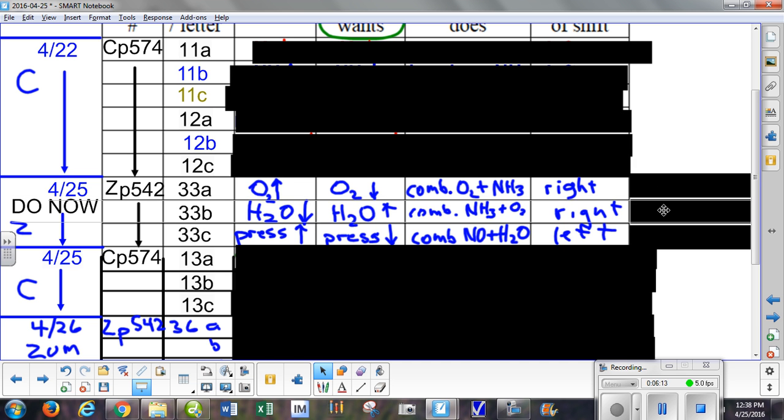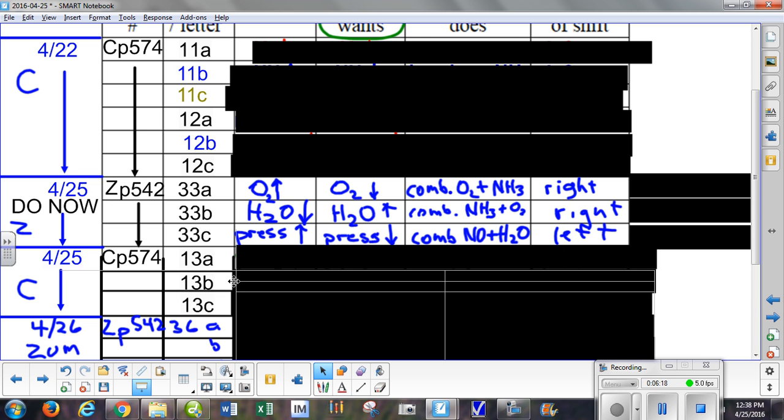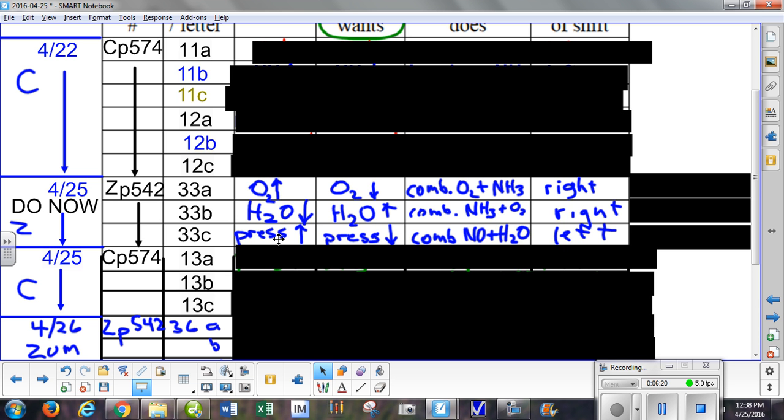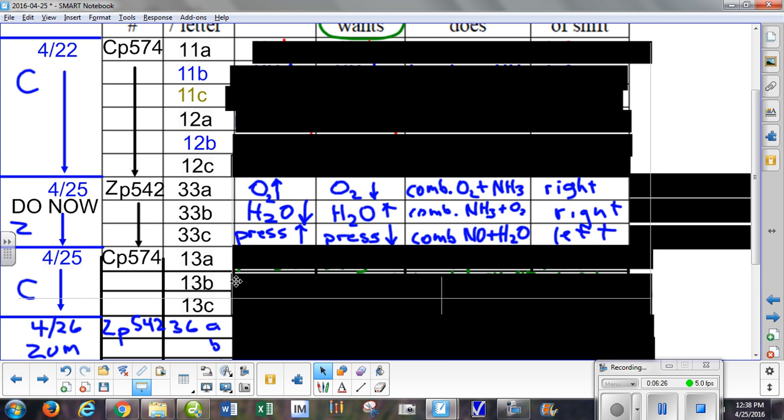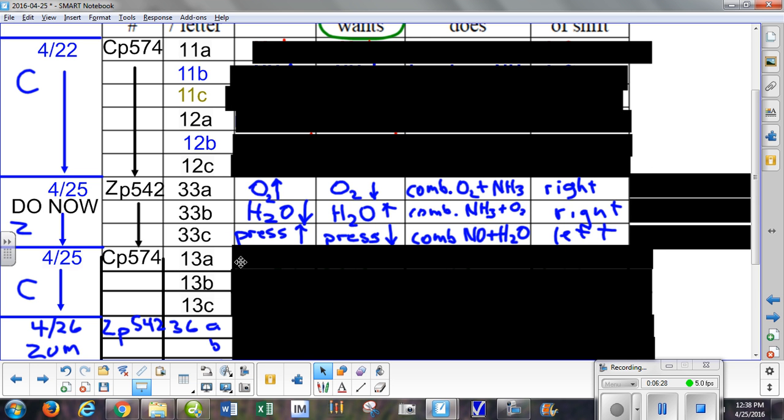So as we combine or take apart, you're seeing now, I hope, a little better idea of what is actually going on. There's 3 problems here that I haven't done on a video, so I'm going to do those right now. And that is 13A. 13A is out of our textbook, and it's on page 574.